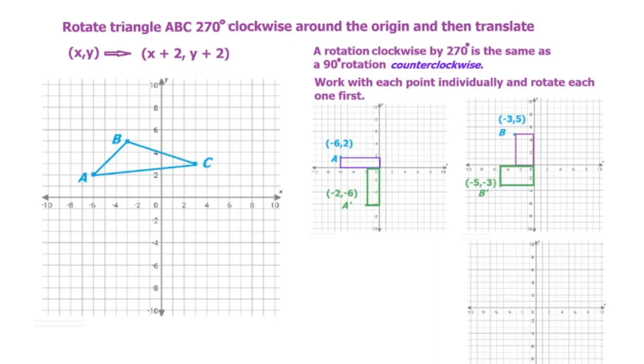Now let's do the same thing for the final point C. C is at 3, 3. Now let's draw our little box, and we're going to kick it 90 degrees counterclockwise. So we're going to kick it like that, and the point for C becomes here, -3, 3.